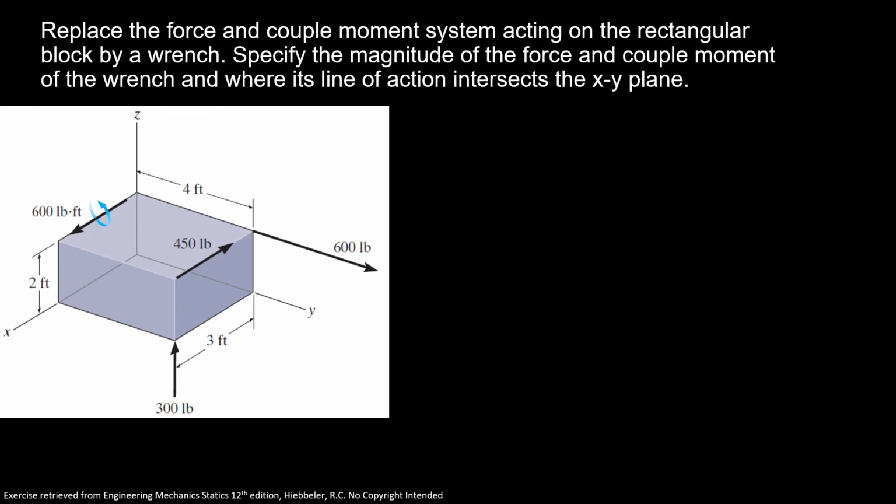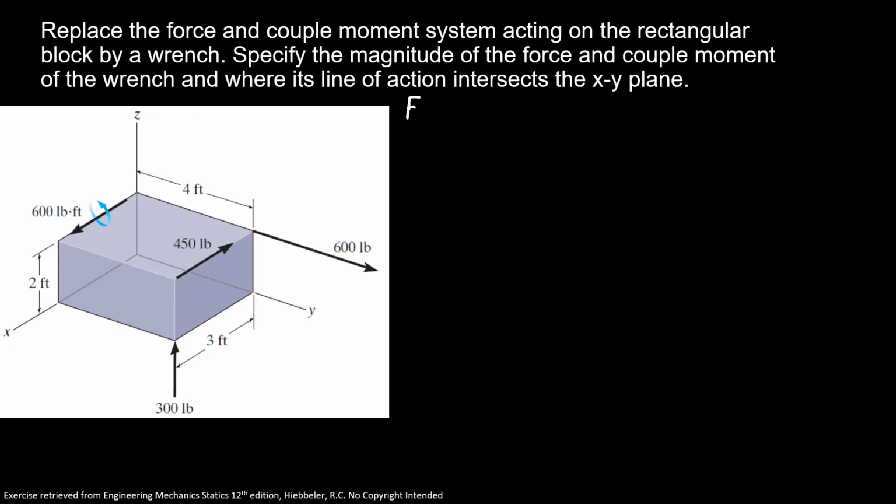Now let's go for our solution step by step. Replace the force and couple moment system acting on the rectangular block by a wrench. Specify the magnitude of the force and couple moment of the wrench and where its line of action intersects the XY plane.